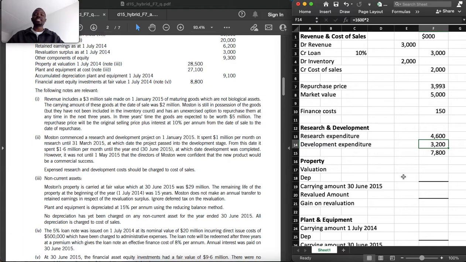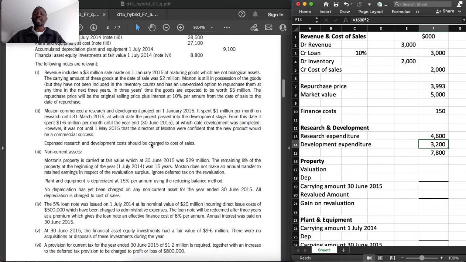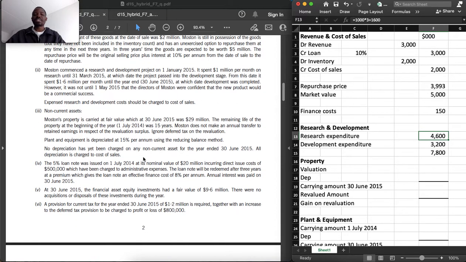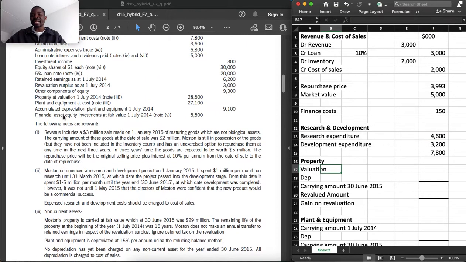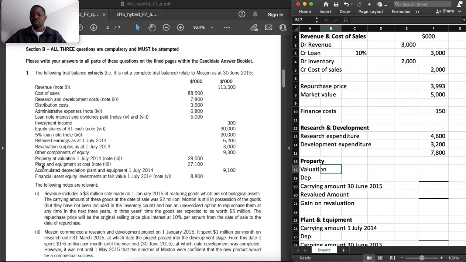But we will not see the leg for capitalization as we are not doing the statement of financial position. We are also told that the expenses should go to cost of sales. So the 4,600 will be added to cost of sales. Let's go to note number 3. Note number 3 is non-current assets, relating to property and also the plant and equipment.